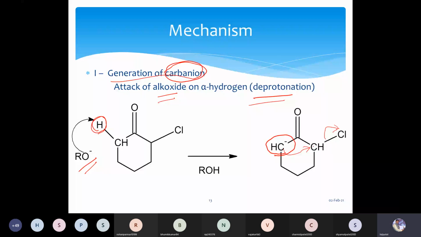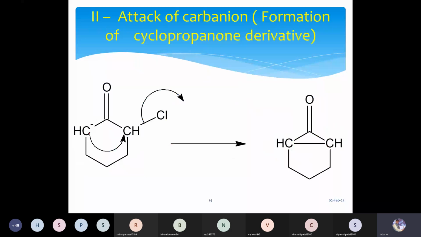So as I said, the carbon having negative charge will attack on this carbon. Reason: this carbon is attached with the halogen, and halogen will pull electrons, so this carbon becomes electron deficient. When this carbon becomes electron deficient, the nucleophilic carbon will attack on this, and as a result we get a cyclopropanone type of structure, which we have discussed in the last reaction also.